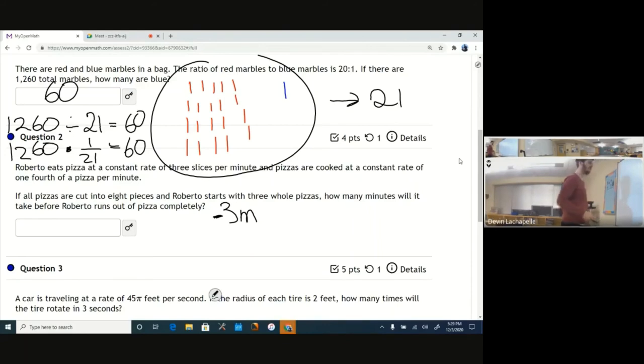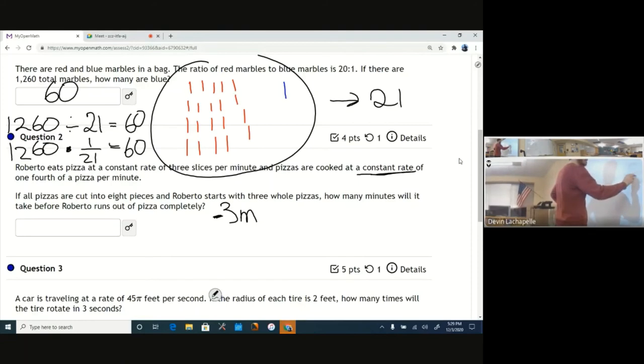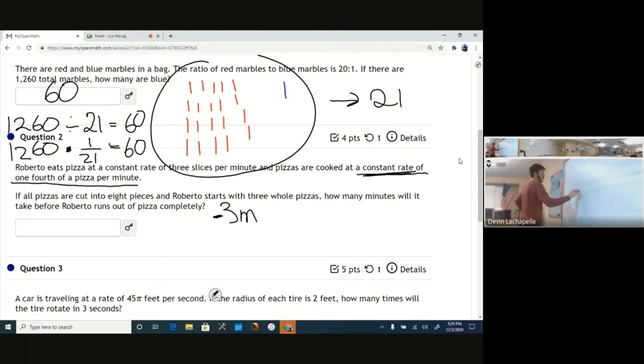Okay. And pizzas are cooked at a constant rate of 1/4 of a pizza per minute. So they're being cooked. So we're gaining pizzas. We're going to add. Okay. 1/4 of a pizza per minute. Okay. Well, how many slices is that? Because I wrote this in terms of slices. How many slices is 1/4 of a pizza?